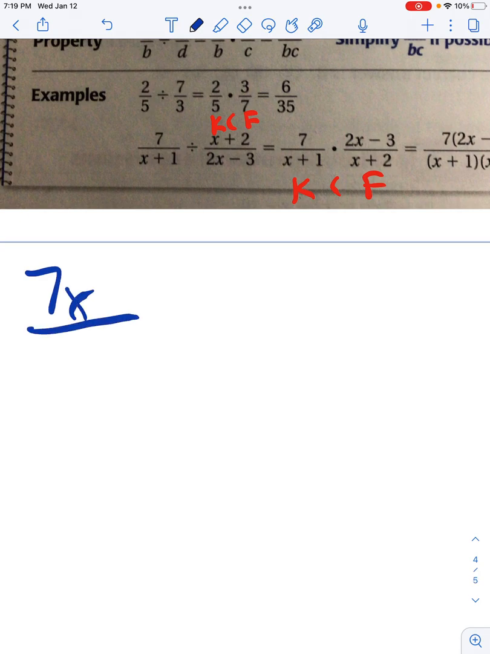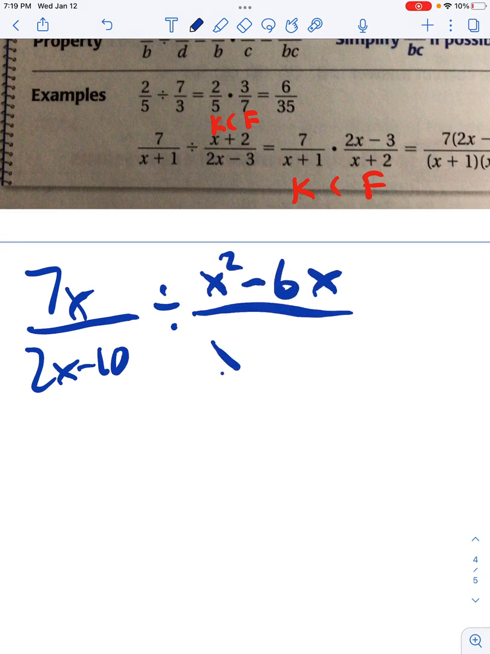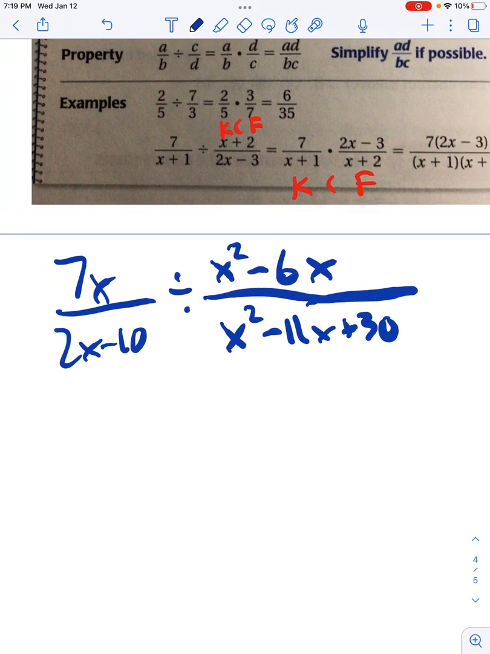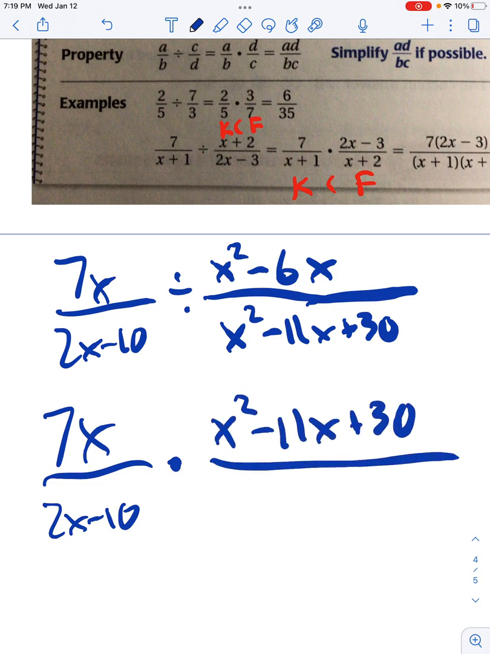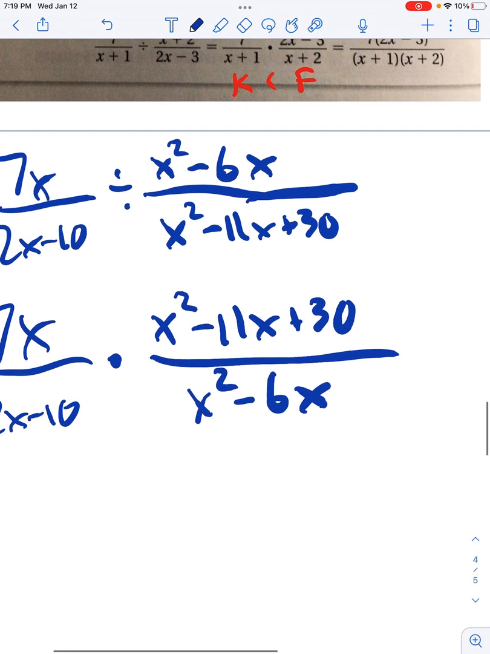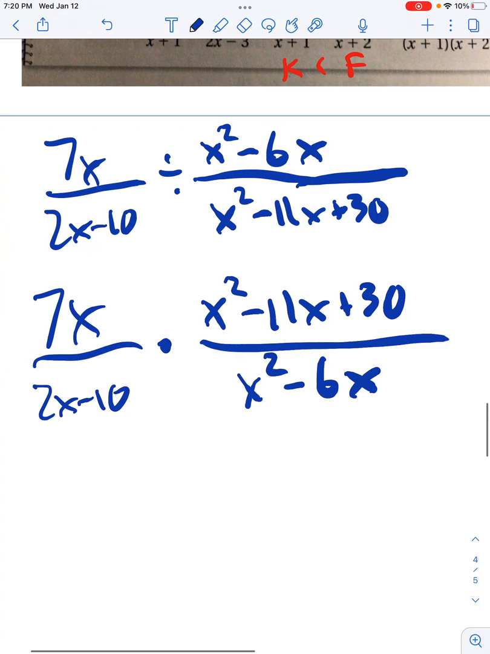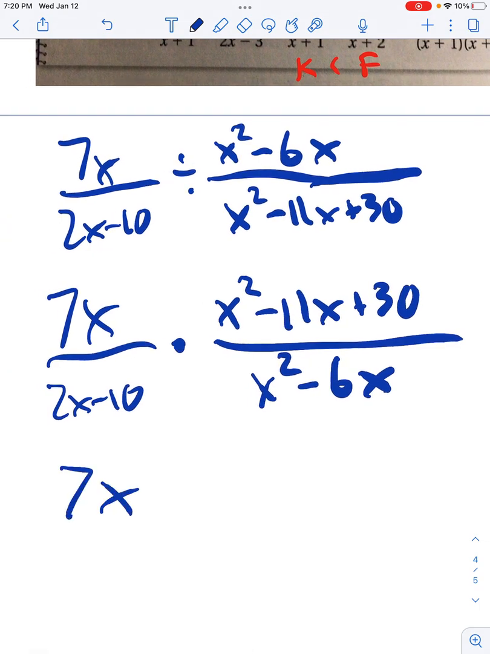So we'll do two examples, and then that will be it. I know these are getting long, but they take a long time to solve. 7x over 2x minus 10 divided by x squared minus 6x over x squared minus 11x plus 30. So first, if you divide these, I'm going to keep my first term the same. I'm going to change this to multiplication, and then flip my numerator and my denominator. Now I'm going to try to simplify anything I can.